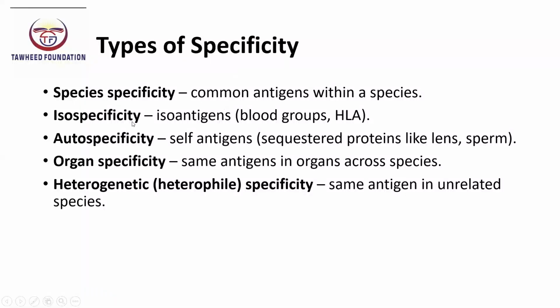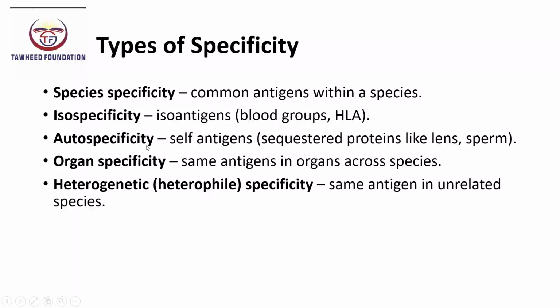Next is isospecificity. Isoantigens are present in some individuals but not all within a species. The best example is the ABO blood group system. These isoantigens are genetically determined and are crucial in blood transfusion and paternity testing.